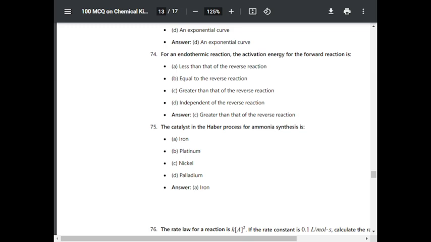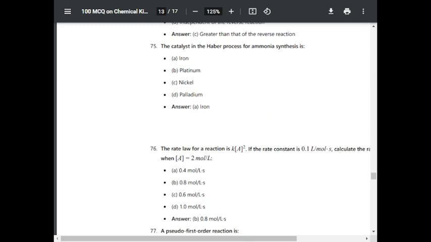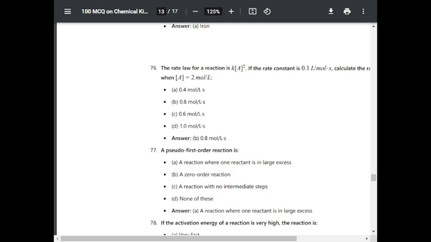Question number 75. The catalyst in the Haber process for ammonia synthesis is: option A, iron; option B, platinum; option C, nickel; option D, palladium. The correct answer is A, iron. The catalyst in the Haber process for ammonia synthesis is iron. Option A is correct. Question number 76.